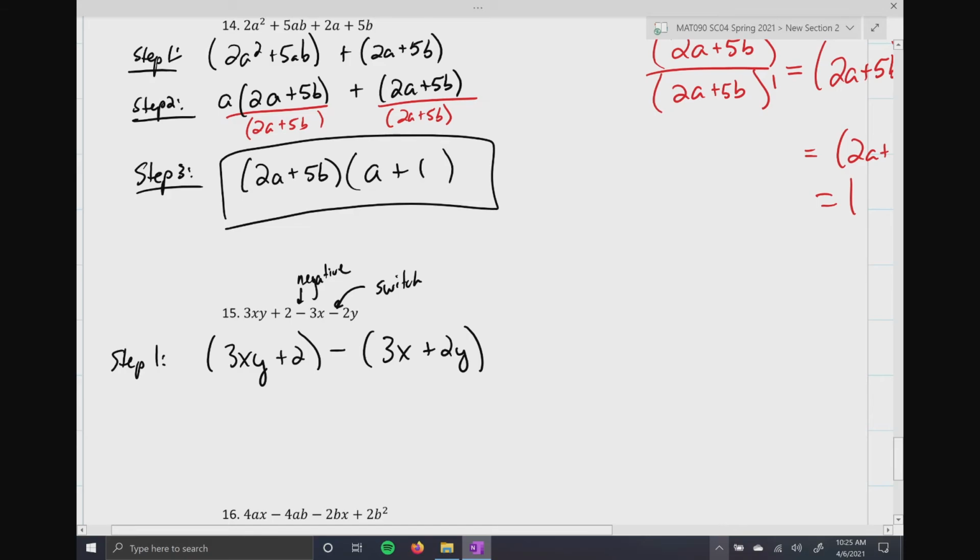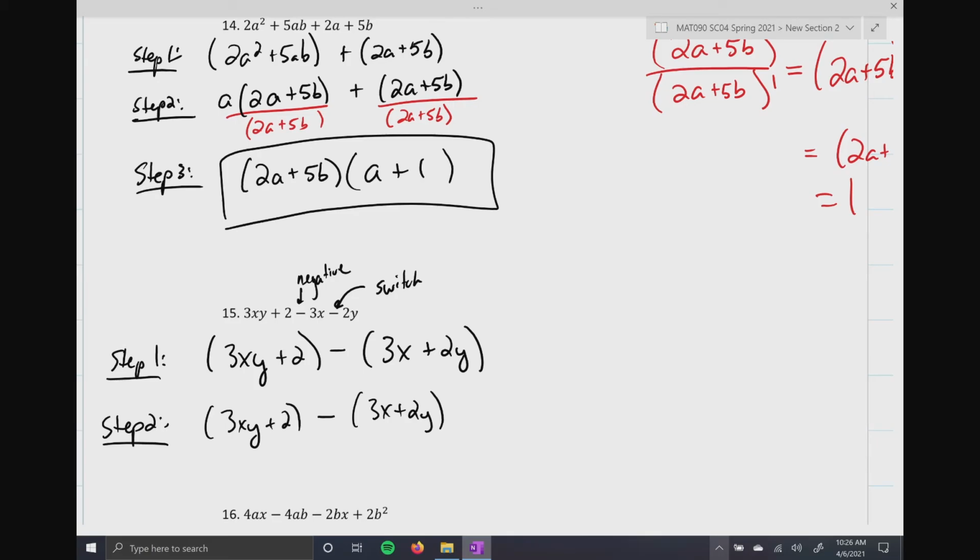All right, now, step 2. I look inside the parentheses, 3xy plus 2. There is no GCF there. And the second set of parentheses, 3x plus 2y. There is no GCF there. Uh-oh. This is the first time where the stuff inside the parentheses doesn't match. So according to our steps, in step 3, if it doesn't match, you got to start over again.